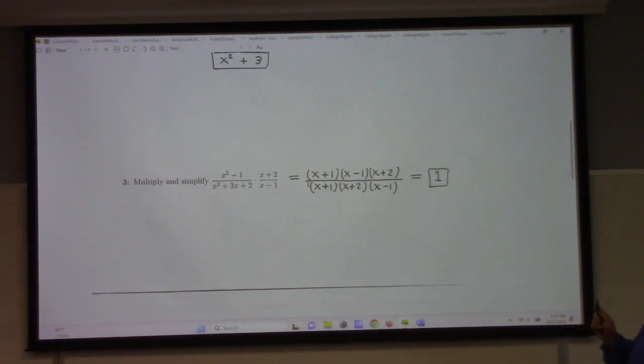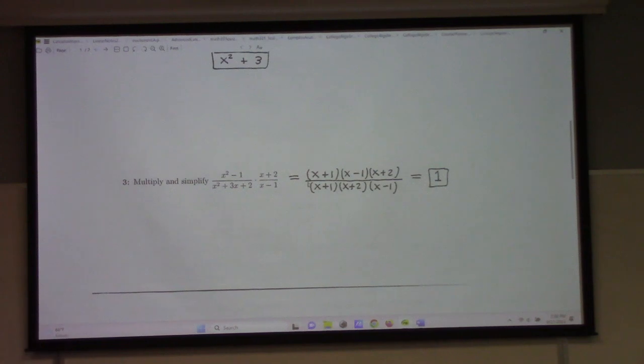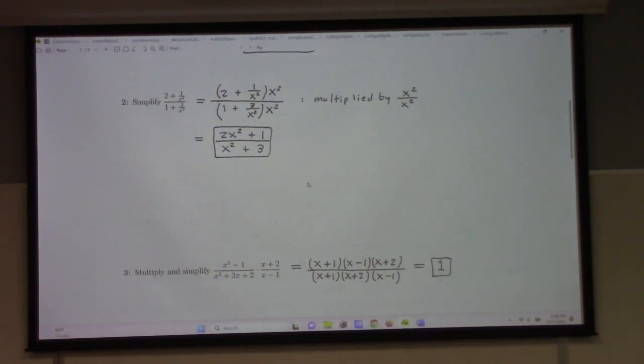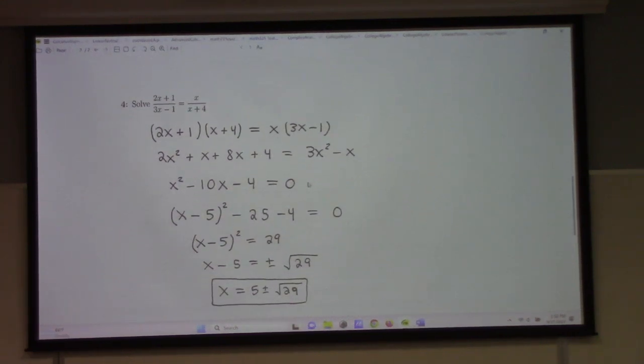That makes sense. So here, the name of the game with multiply and simplify is to factor and exploit any cancellations you can. So like here, I've got an x plus 2 hiding in here, and an x plus 1 hiding in here, right? And so those cancel, and those cancel. Oh, those cancel too. It's just one. Nice. This is just a really weird way of writing one. Cool. How did you solve number two? I just multiplied by x squared. Yeah. Smart. So problem number four.